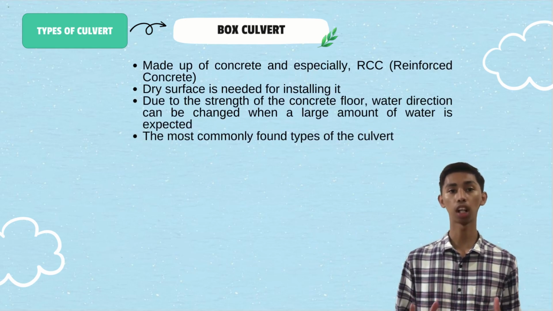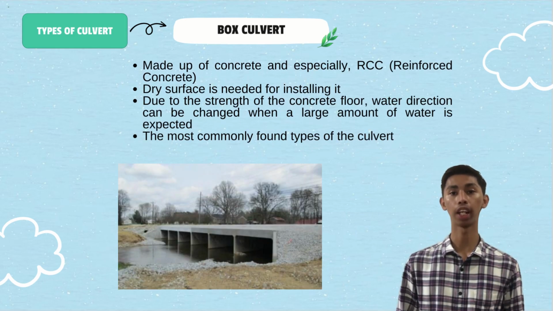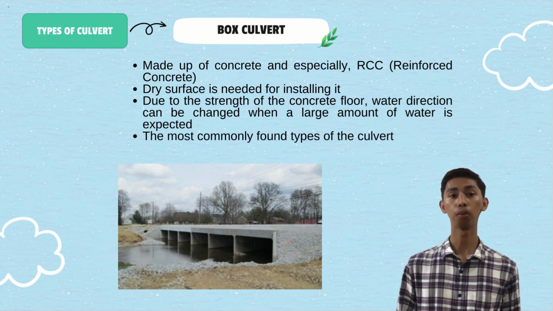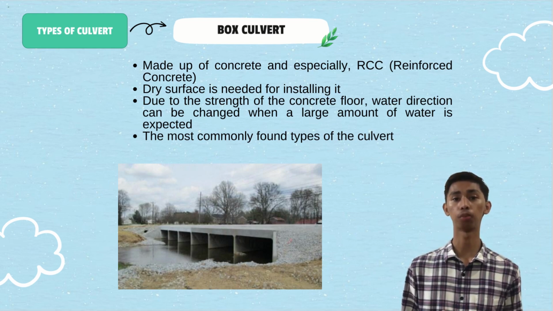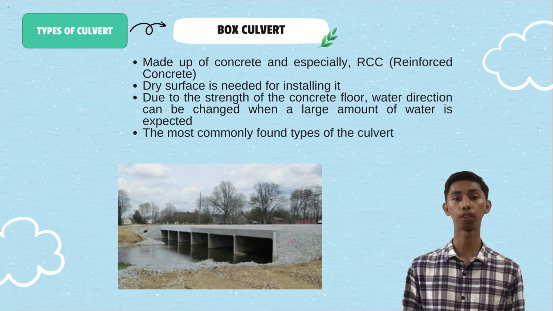Now, we proceed with the second type of culvert, which is a box culvert. Box culverts are made up of concrete and especially RCC. The most challenging part in constructing a box culvert is that a dry surface is needed for installing it. However, due to the strength of the concrete block, water direction can be changed when a large amount of water is expected. This feature makes box culverts one of the most common types of culvert.